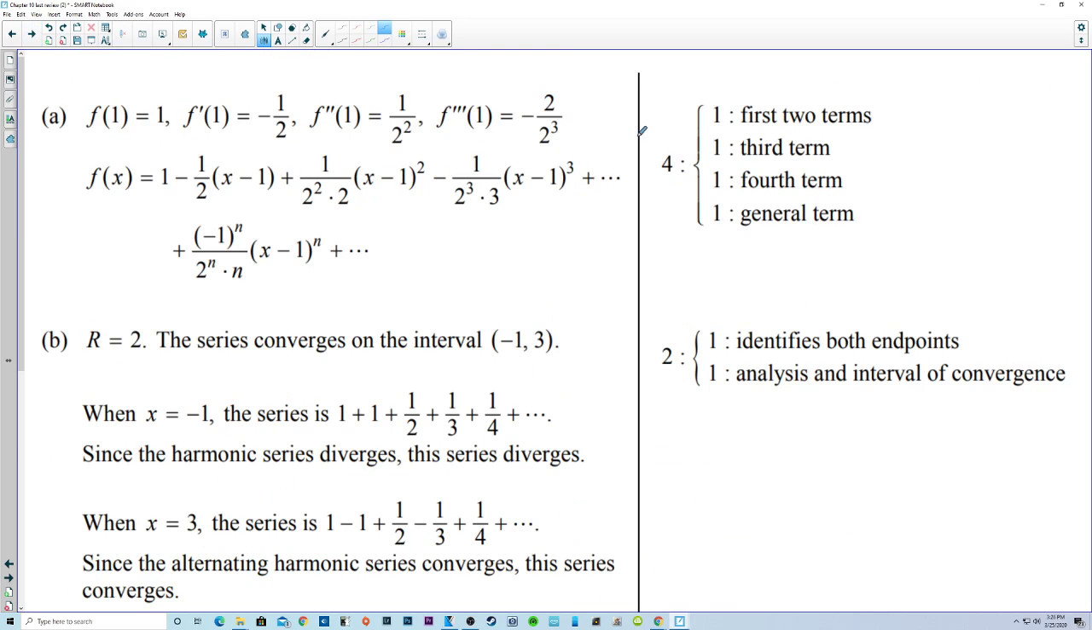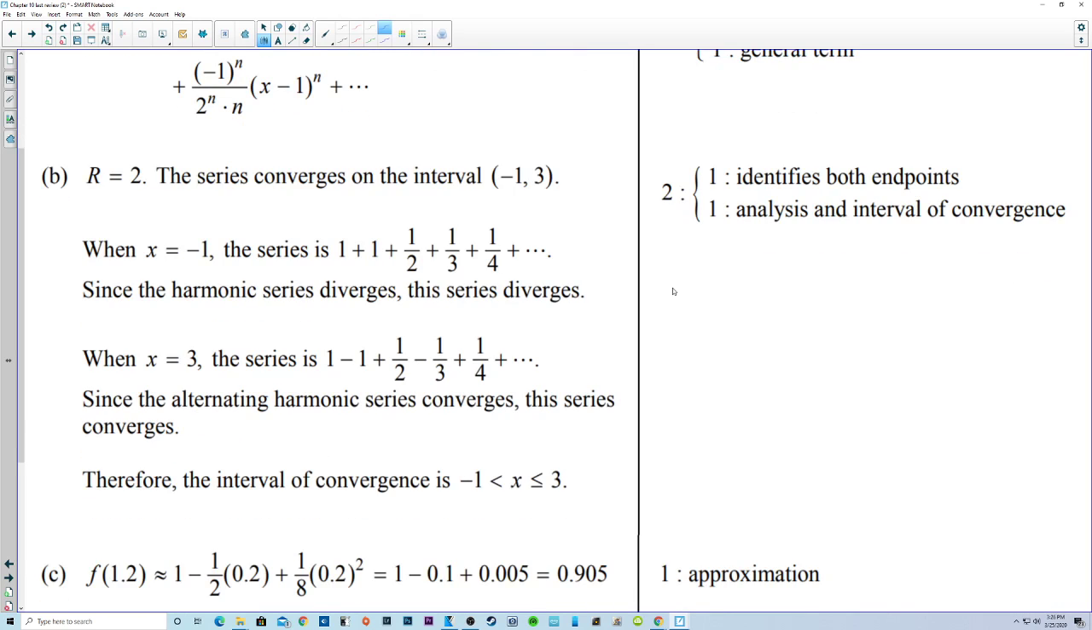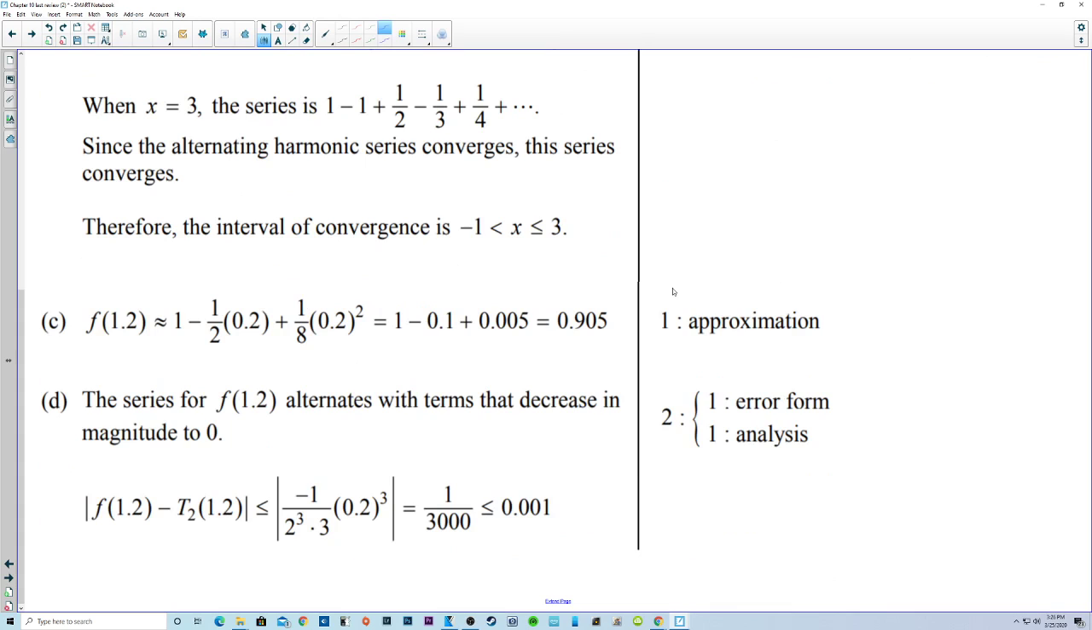So here's the rubric. There's the points: first two terms, third term, fourth term, and general term. 1 identifies both endpoints in one analysis and interval of convergence. 1 for the approximation, then 1 for the error form, and then 1 for the actual analysis. So 1 for this right here, and then analyzing it.